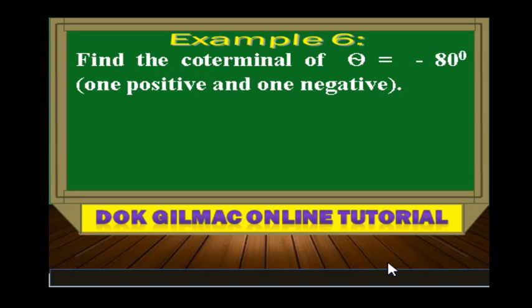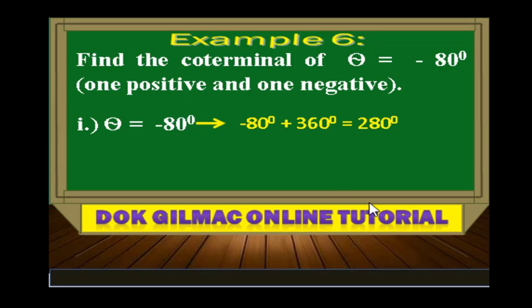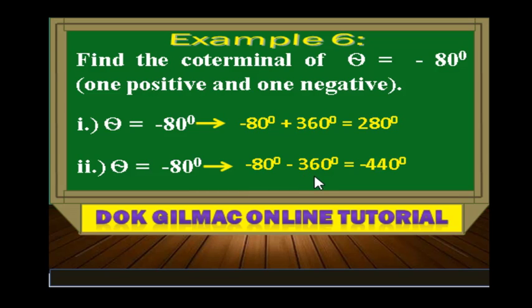Example number 6. Find the coterminal of theta equals negative 80 degrees, one positive and one negative. Single I. Theta is equal to negative 80 degrees. Negative 80 degrees plus 360 degrees is just equal to 280 degrees. Double I. Theta is equal to negative 80 degrees. Negative 80 degrees minus 360 degrees is equal to negative 440 degrees. So the coterminals of theta equals negative 80 degrees, one positive and one negative, are 280 degrees and negative 440 degrees.